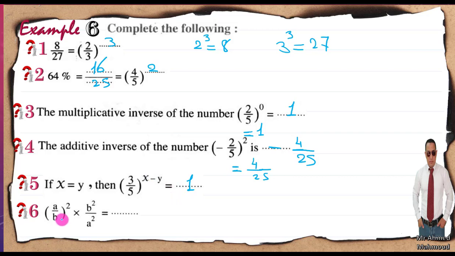Okay, here we have a over b all power of 2. I'm going to distribute the power like this: a power of 2 over b power of 2, times b power of 2 over a power of 2. A power of 2 over a power of 2 equals 1. B power of 2 over b power of 2 equals 1. Finally, these two fractions, the product of them equal 1.